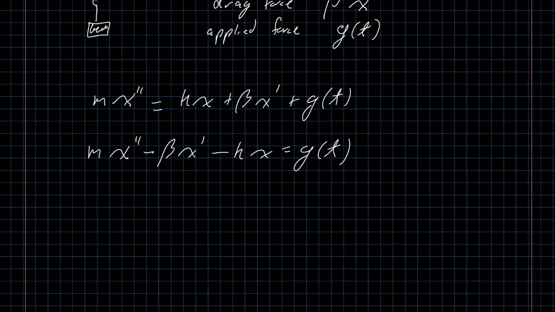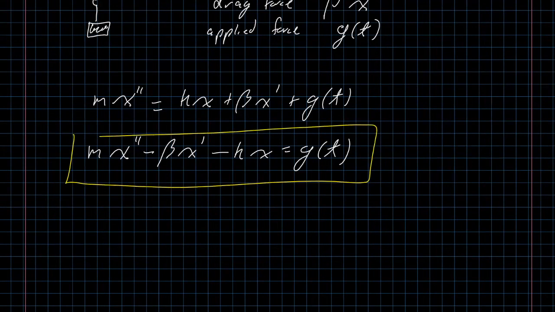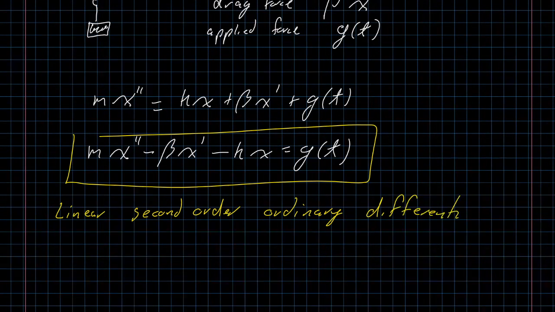Thinking about the ways we've dealt with equations in the past, this is a linear second order ordinary differential equation, and furthermore, m, beta, and k are all real numbers. There's no t dependence on them, right?